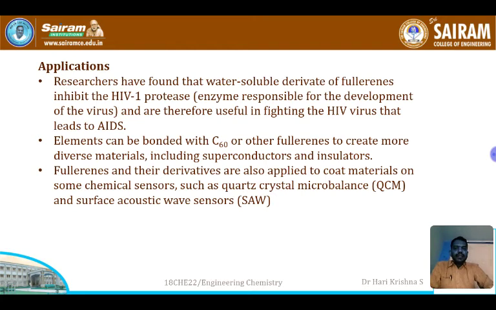Elements can be bonded with C60 or further fullerenes to create more diverse compounds, including superconductors and insulators. Fullerenes and their derivatives are also applied as coating materials on some chemical sensors such as quartz crystal microbalance and surface acoustic wave sensors. Surface acoustic materials are used to absorb echo, especially in theaters, where acoustics is used. So it is coated on the surface of acoustic wave sensors. These are the applications of fullerenes. Fullerene is not only carbon 60, but C60, C70 up to C80. It's made up of only carbon. So we have discussed what fullerenes are, synthesis of fullerenes, and properties and applications of fullerenes. Thank you.